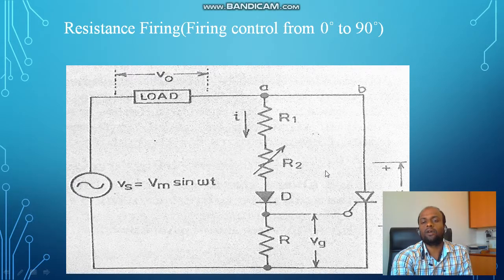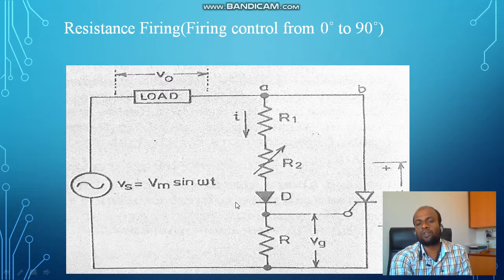Now consider when the variable resistance has a zero value. What will happen? Your diode will conduct through the load R1, then through the diode. The gate current goes through the gate, through the cathode and completes the path. Are you getting this? This is how it will conduct.